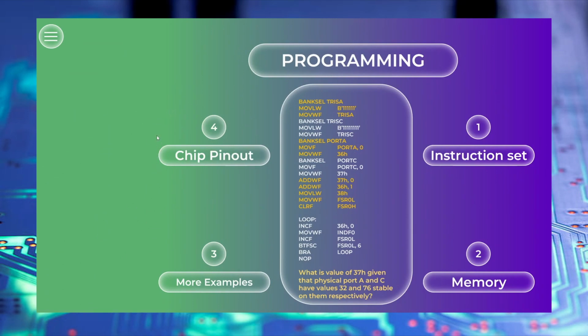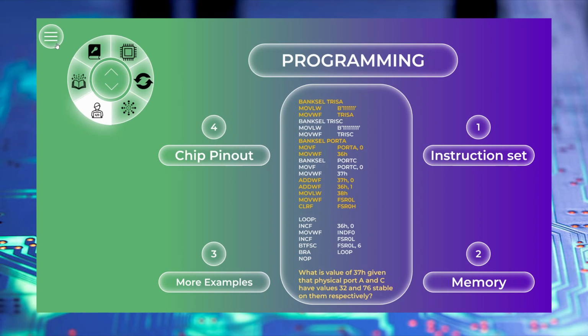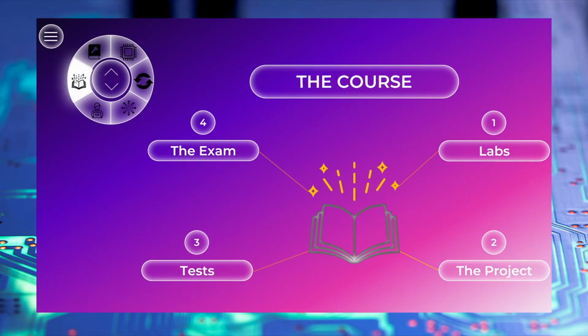Now, let's look at the course in general. The course has 4 components: labs, the project, tests, and the exam. For the labs, it's very important for you to know what you are doing and what you are supposed to do. We are going to cover them together, and it's very important for you to know everything that you are supposed to do. These labs are very important because they will form a preparation foundation for the project.